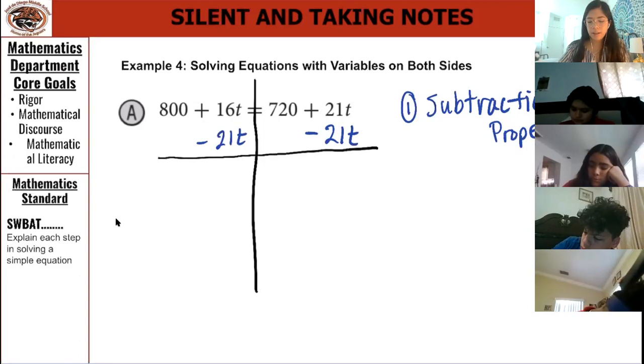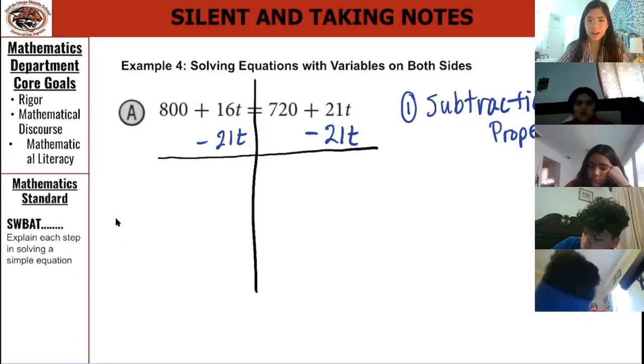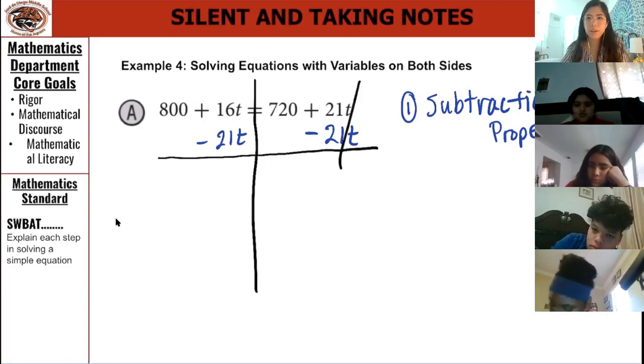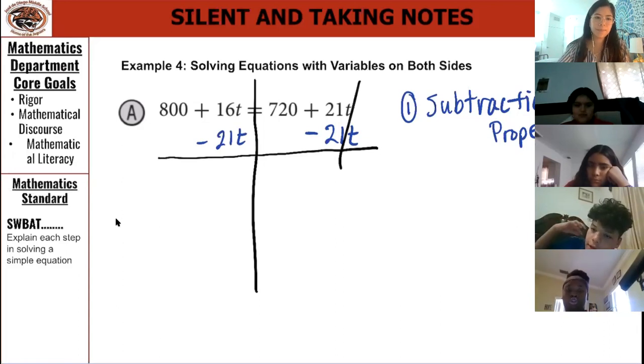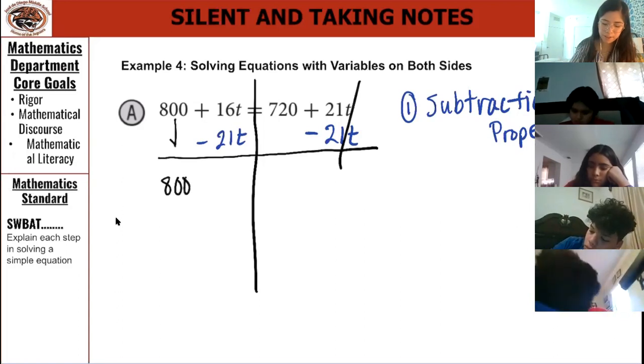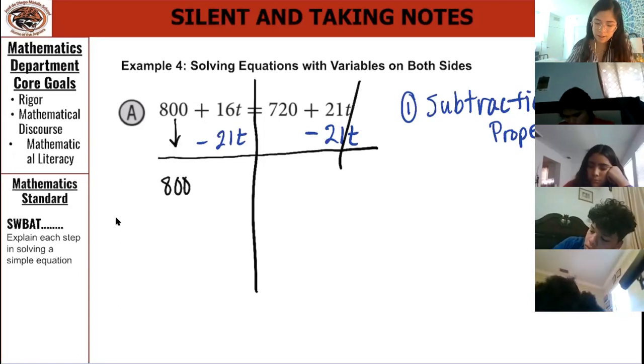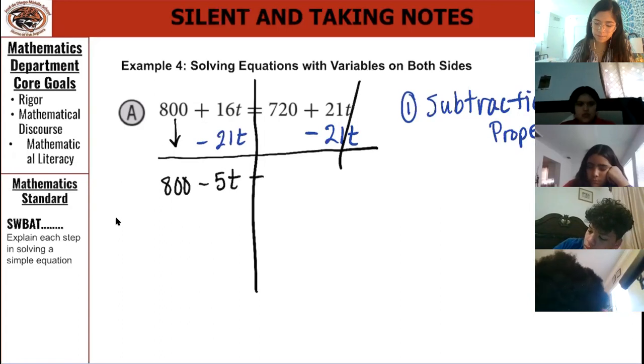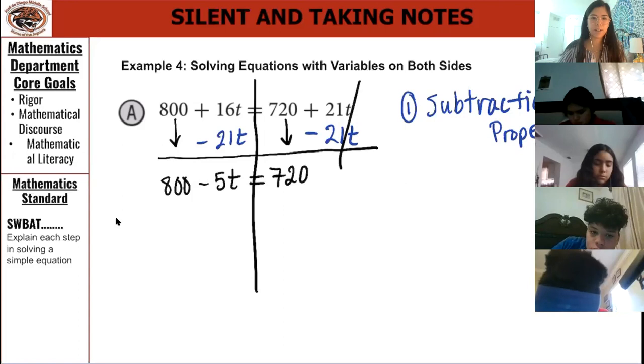All right. Now what happens? On my right side, it cancels out. So I'm good. And then on my left side, I need to do that math. I need to do 16t minus 21t. That gives me -5. So I bring everything else down. 800, I didn't touch that, so it comes right down. 16 minus 21 is -5. That comes down. And then the 720 also comes right down.